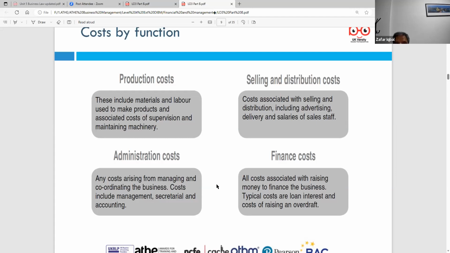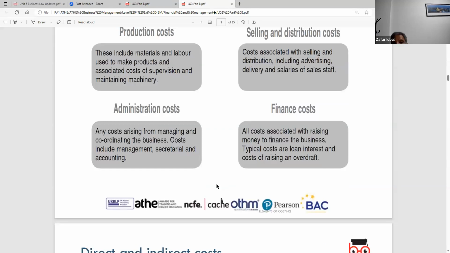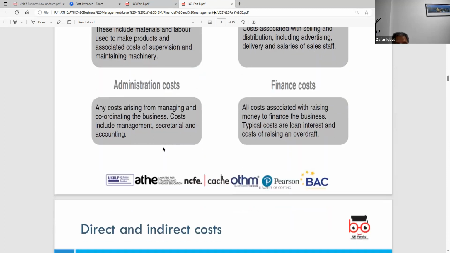So the costs by function are allocated by department, marketing department, and so on. But you can lump selling and distribution and marketing costs together. You can lump administration costs with the admin department, and sometimes you can put financial costs with the administration as well. So it depends on your company, your procedure, and what your departmental distribution is like. You can allocate these costs according to the functions.